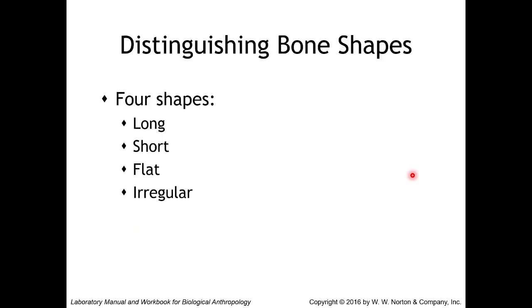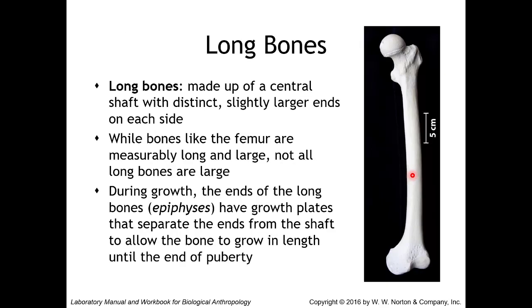So now we have to distinguish bone shapes. So there are 4 different shapes: long, short, flat, irregular, right? I believe that is the second to last thing we have to cover. We'll start with long bones. Long bones are made up of a central shaft with the distinct, slightly larger ends on each side. So central shaft, larger ends on each side.